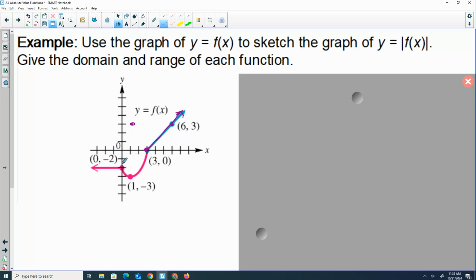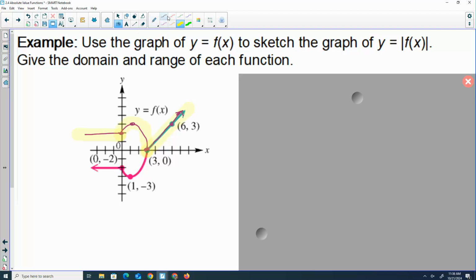Okay, I had a point at 0, -2. That would go to 0, 2. This horizontal line is just going to be up here. So if I graph the absolute value, it's this piece. All it's doing is taking anything that was below the axis and flipping it up. Okay, so you don't even have to have the full equation. You can do the absolute value from a graph.